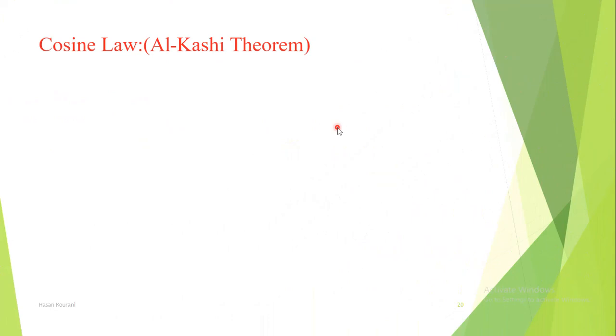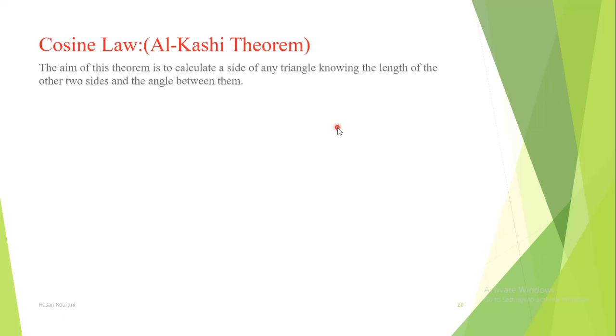Cosine law, or Al-Kashi theorem. This is a very important theorem in geometry and trigonometry. The aim of this theorem is to calculate a side of any triangle, knowing the length of the other two sides and the angle between them.